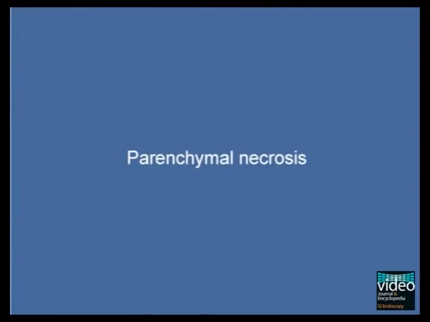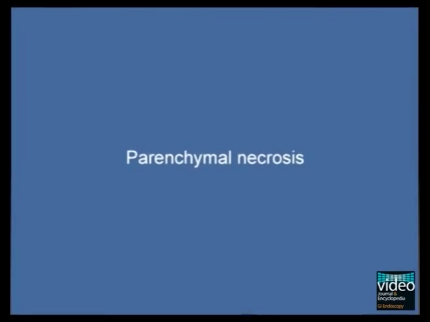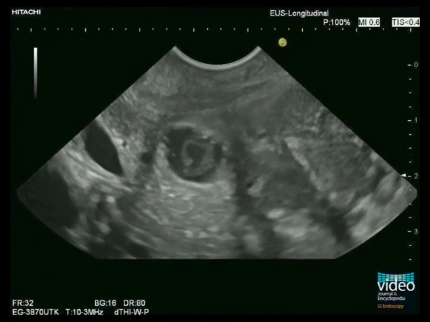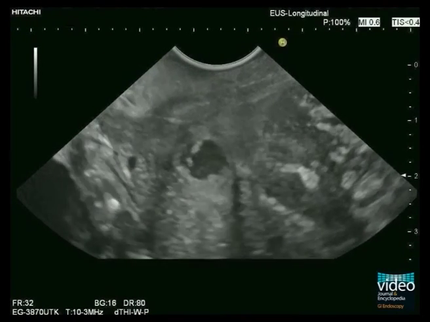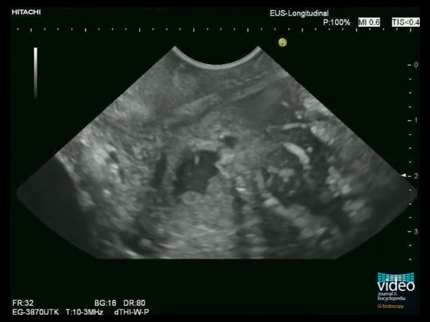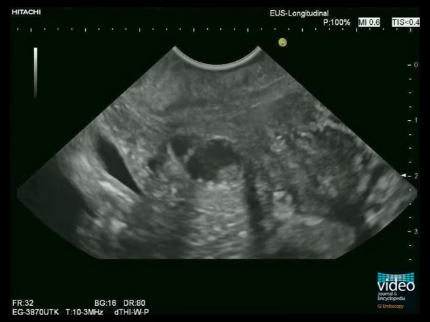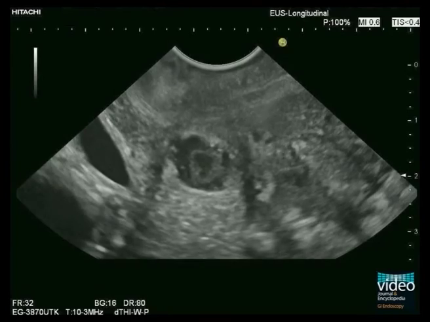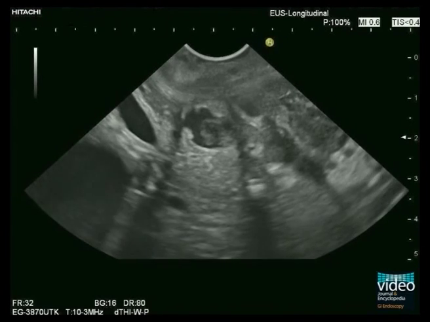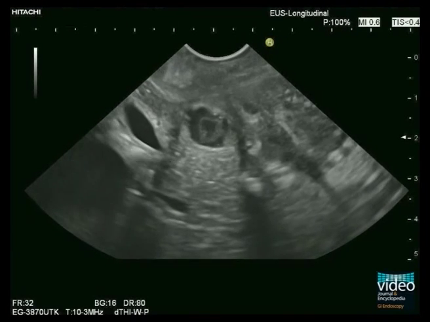Parenchymal necrosis is a marker of worse prognosis of acute pancreatitis. In this case of severe acute pancreatitis, the patient suffers from abdominal pain, fever, and renal insufficiency. EUS visualizes confluent areas of necrosis within the pancreatic head, swelling of the duodenal wall, and compression of the bile duct.